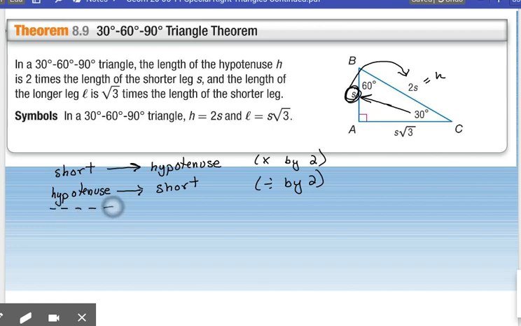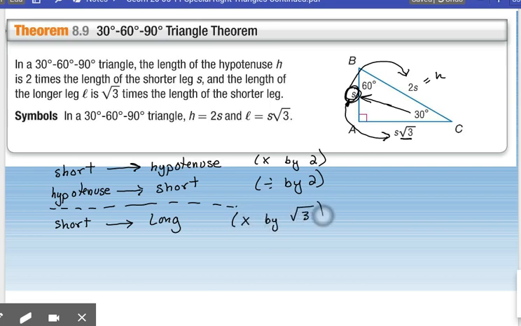The other scenario is working from the short side, or the short leg, to the long leg. If I'm going from the short leg to the long leg, the only thing that's different is we are multiplying by the square root of 3. Now, when that needs to get reversed and you're going from the long leg to the short leg, you're going to have to divide by the square root of 3.